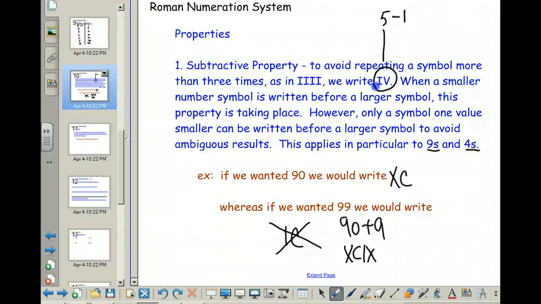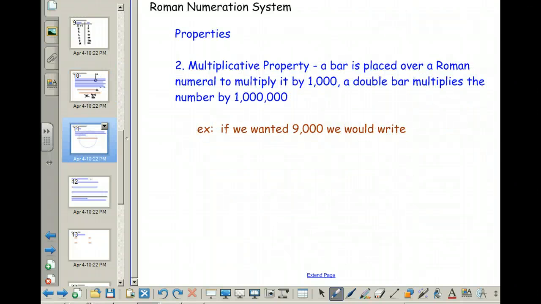Awesome. Let's change something. We got one more property, actually, first. The multiplicative property. If you'll notice, their numbers stopped at 1,000. What happens if you're the Pharaoh and you need a million bushels of wheat? We need another symbol, right? In the effort to avoid additional symbols, what they did is they introduced some symbols with bars over them.